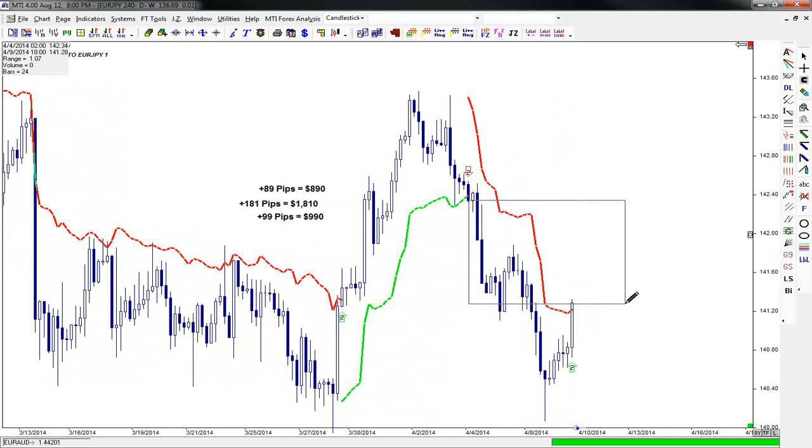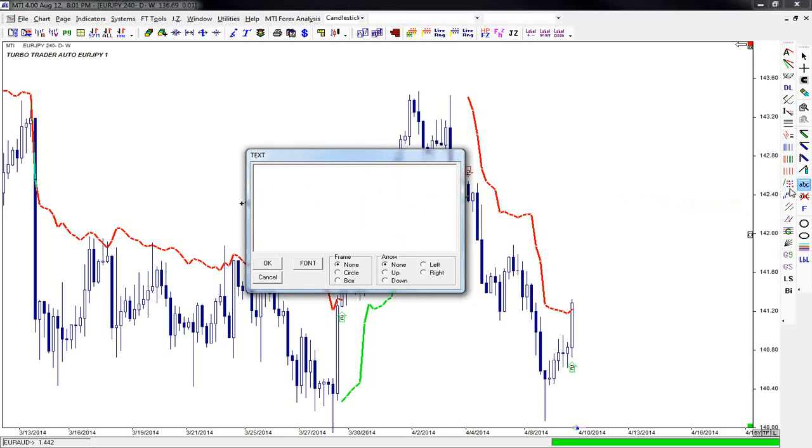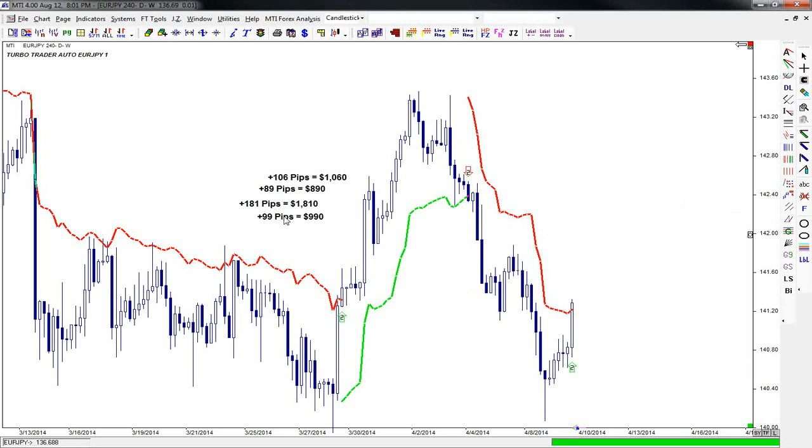I got out right here. We are up 106 pips. You see that? All right, so 106 pips, or $1,060. How many of you would like to honestly trade with something like this, that's automated, that automatically can do this?